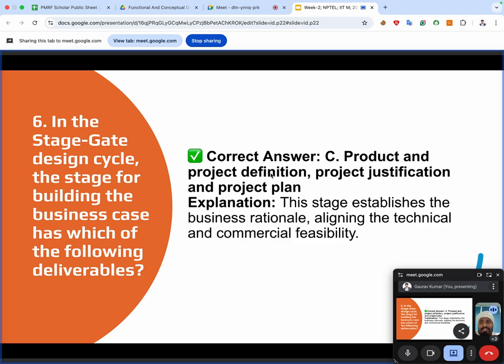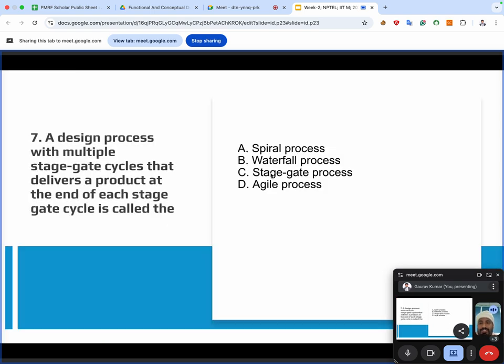So moving to the next question. Our next question is question number 7, as you can see on your screen. A design process with a multiple stage gate cycle that delivers a product at the end of each stage is called the, what do we call it?